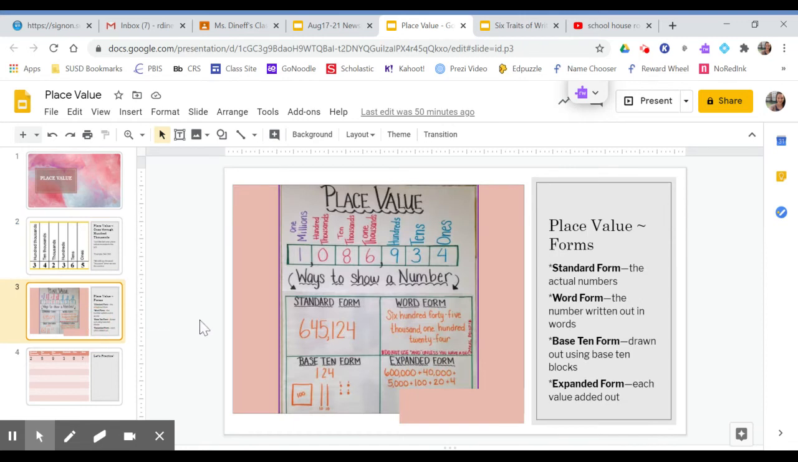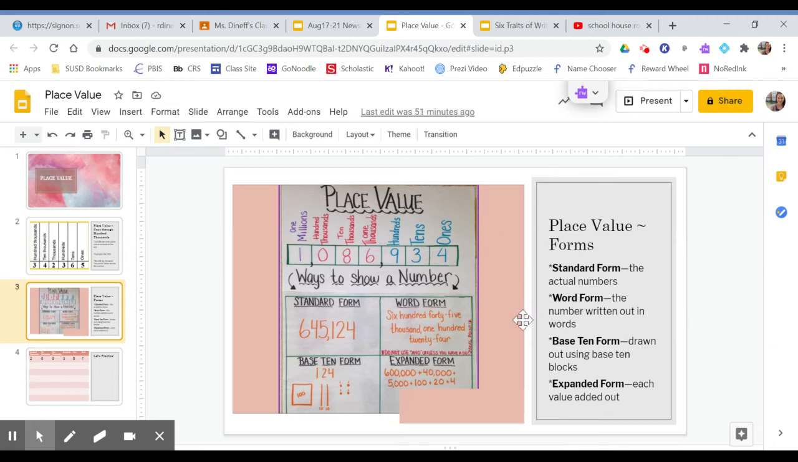So the different forms, standard form as always is just the numbers, the actual numbers themselves. Word form, like it sounds, is the number written out in words. Base 10 form is when we draw what those base 10 blocks look like, using that square piece for the hundreds block, the lines for the tens blocks, and the little dots for the ones cubes. And then expanded form, just like last year, where you write out the value added out.